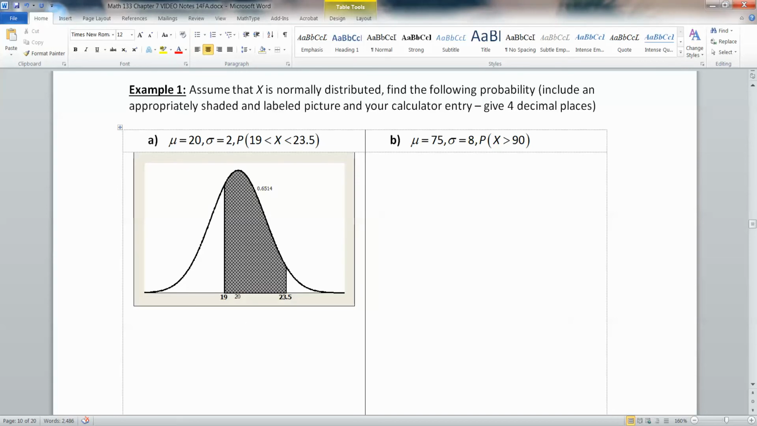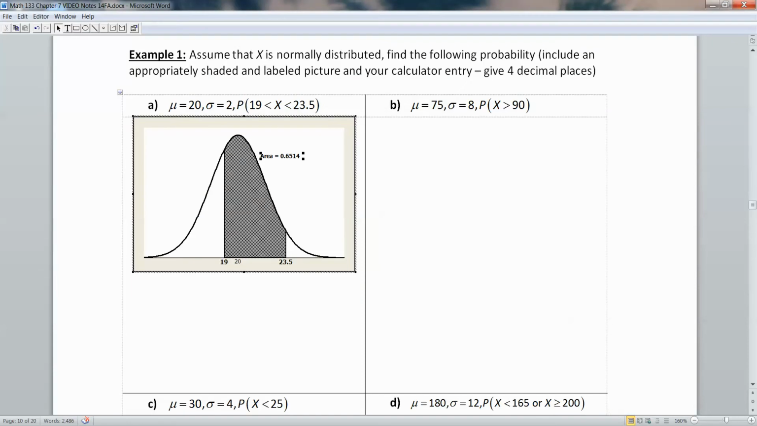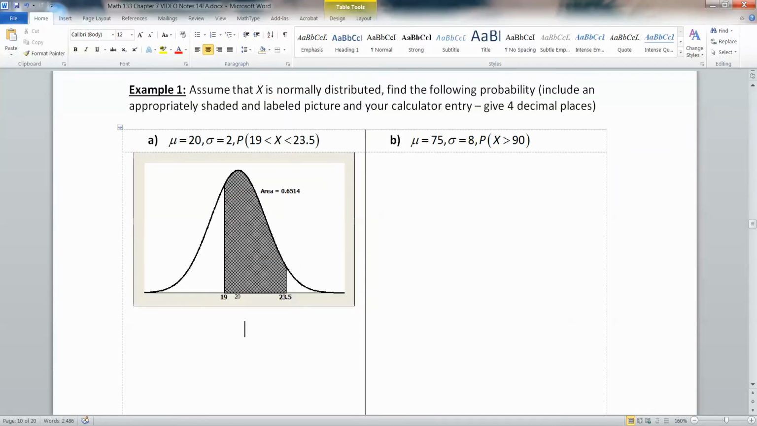Poof, there it is. So we have a normal curve. 20 is in the middle right there, and I have 19 over here on the left, 23.5 over here on the right. Yes, you must draw this curve, put those two numbers down, put 20 in the middle. Now we want to find the area that we are finding here with the computer. You can see the computer thinks it's 0.6514, but the question is, how do you get that?